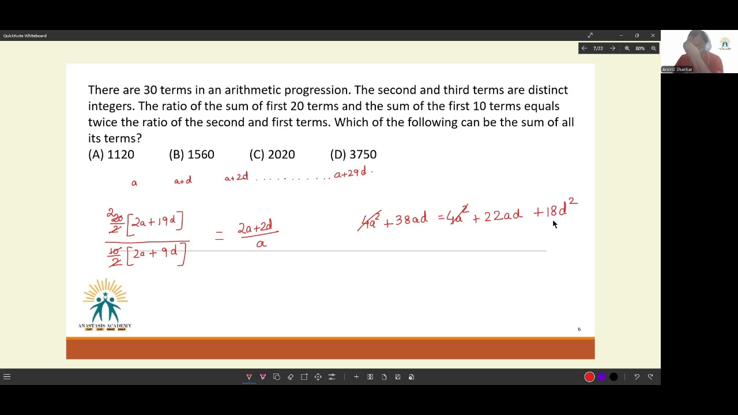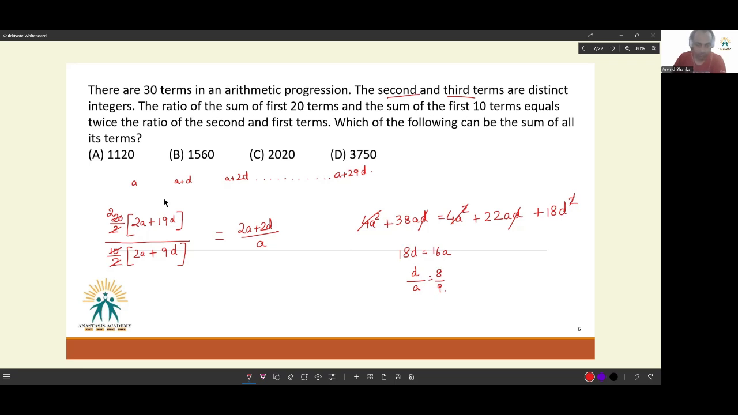Okay. Now, because I know the second and the third terms are distinct, I know d is not 0. So I can cancel out d from every term. So d is gone, d is gone, and d is gone, which gives me 18d is equal to 16a, or d by a is equal to 8 by 9.